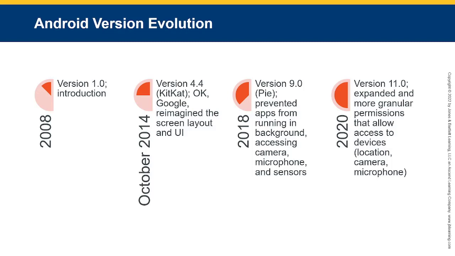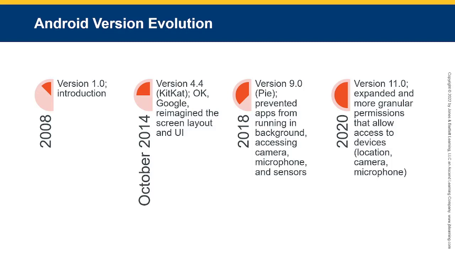2015, version 6.0 Marshmallow introduced granular third-party app permissions. 2016, version 7.0 Nougat introduced Google Assistant and third-party application notification by batch. 2017, version 8.0 and 8.1 Oreo introduced an enhanced notification channel for third-party apps and ways to make it easier for vendors to roll out software updates. 2019, version 9.0 Pie prevented applications from running in the background, accessing the camera, microphone, and sensors, and provided a clear notification to users if any device is being accessed by an application.